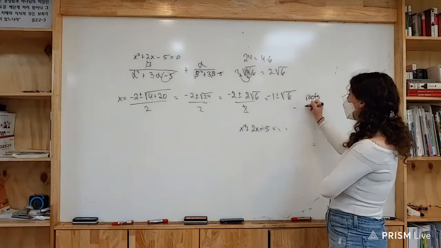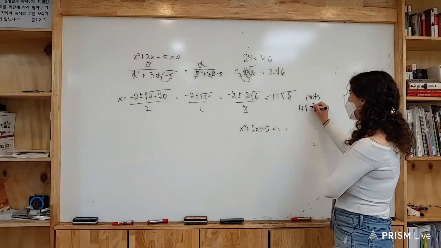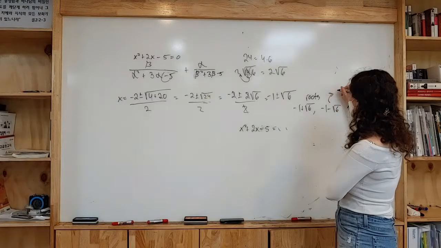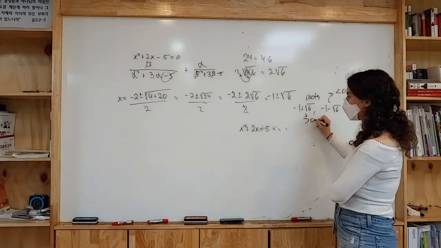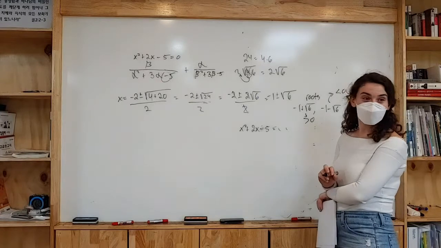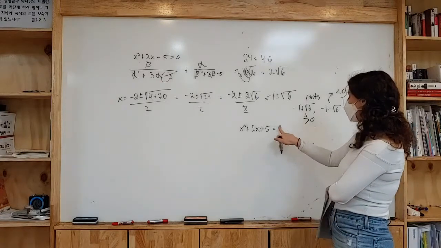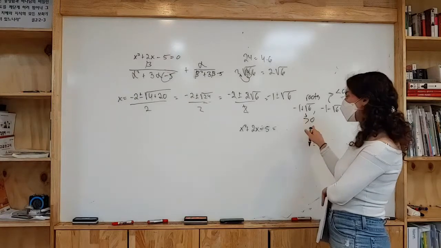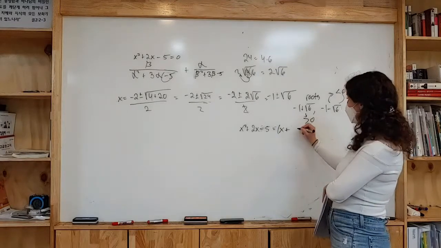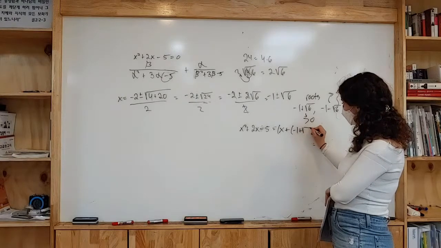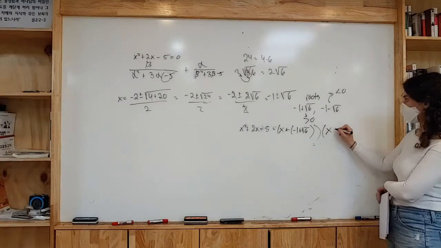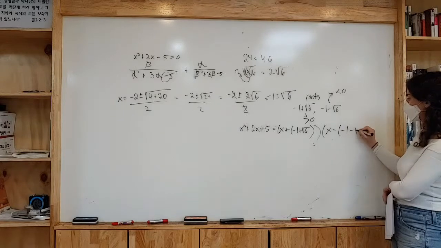Okay, roots. What are the roots? The roots are minus 1 plus root 6 and minus 1 minus root 6. This is negative, less than 0. This is positive, greater than 0, right? Okay, so what do we do? Alright, so you get, this is greater than 0. So you need x plus minus 1 plus root 6, right? Times x minus 1 minus root 6.